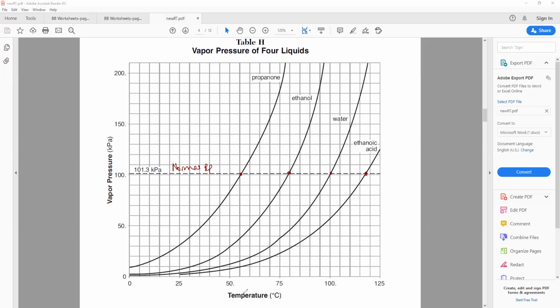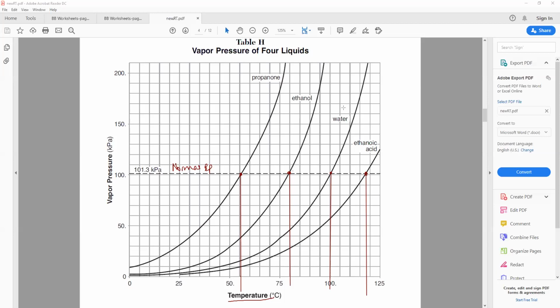To find the boiling point, we need a temperature. Boiling point is a temperature. So we're going to go and find it. And we're going to see that propanone is approximately, if I am to draw the graph, something like 56. Ethanol is exactly at 80. Water is exactly at 100. And ethanoic acid is 100, 105, 110, 115, 118.